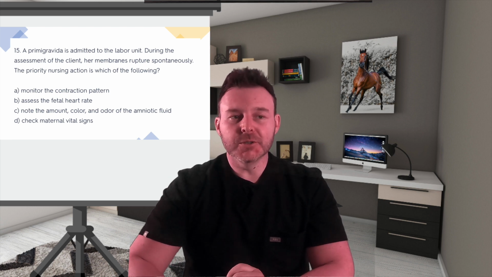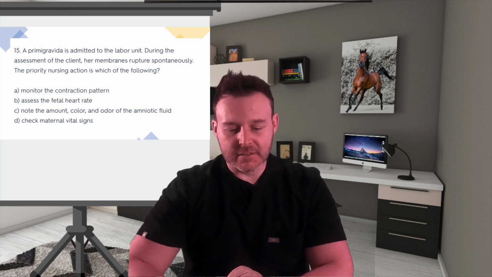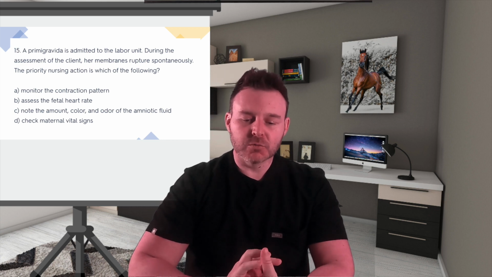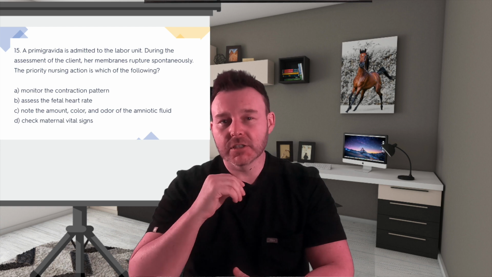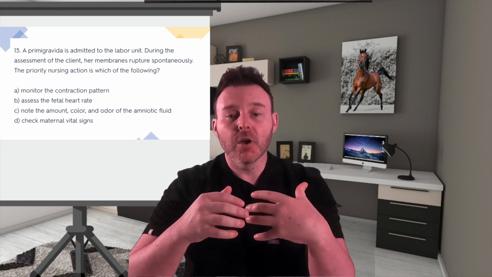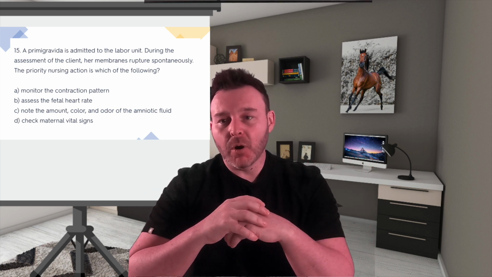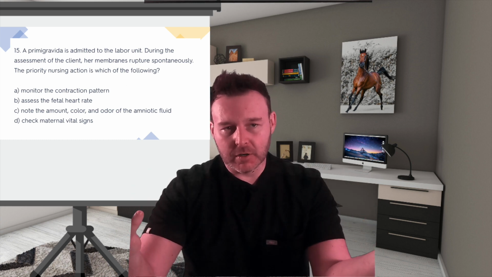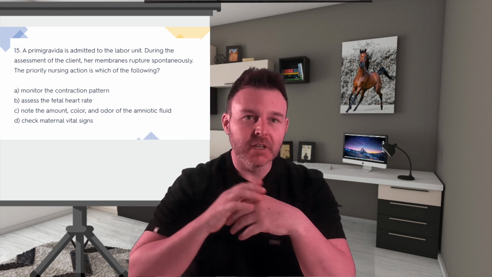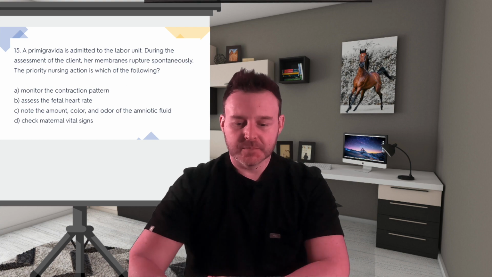You are going to do B, assess the fetal heart rate. All right, so when membranes rupture in the birth setting, you're immediately going to check the fetal heart rate to detect any changes associated with prolapse or maybe a compression of the umbilical cord. So options A, C, and D may be a component of care, but again, they're not going to be the priority action. The priority action is B, do that fetal heart rate.